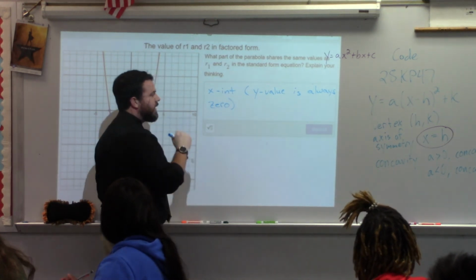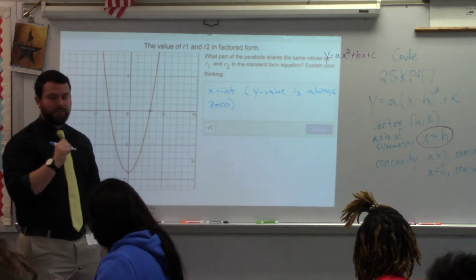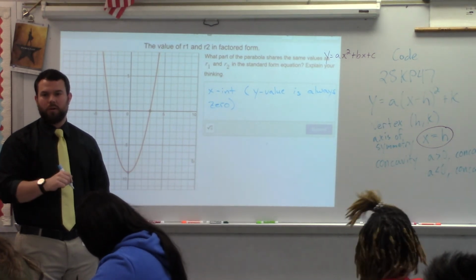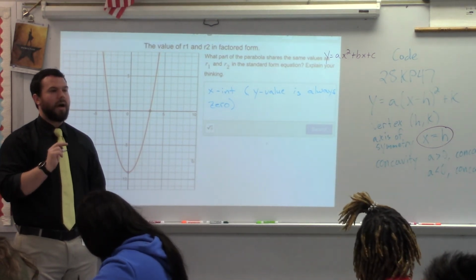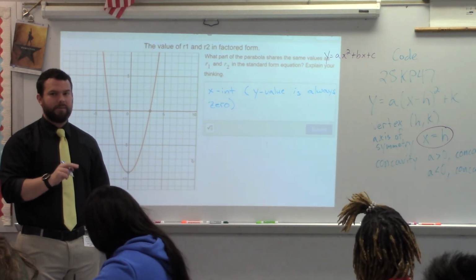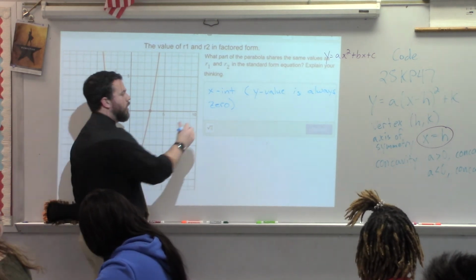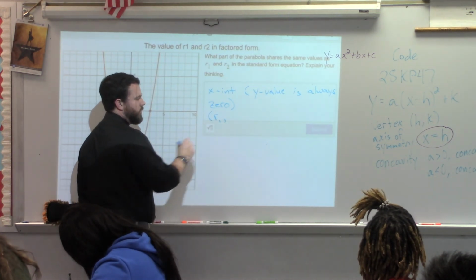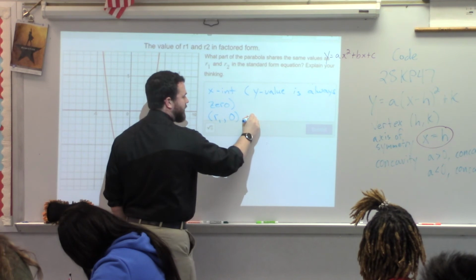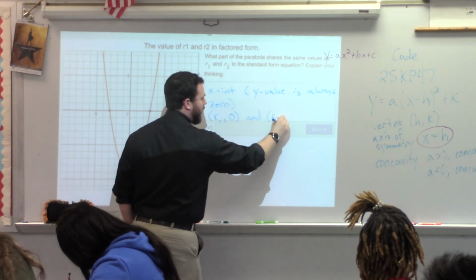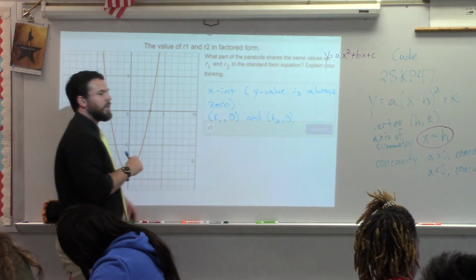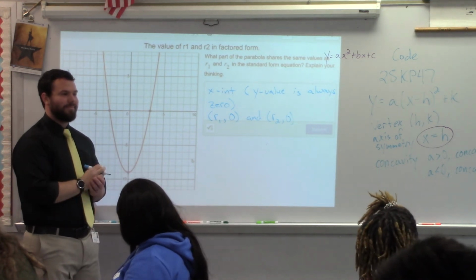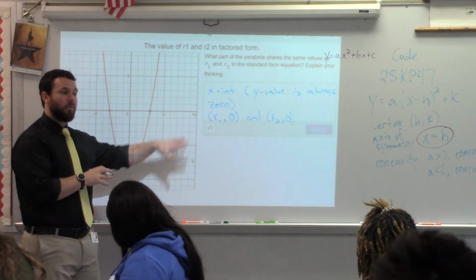Now, here's the thing to remember, and I already saw some students making this mistake. How many x-intercepts were there? 2. So how many points should I have? 2. Notice it's going to be r1, comma 0, and r2, comma 0. Remember, they're x-intercepts. It's not 1 point, it's 2 points. So we need to write it like that though, right?